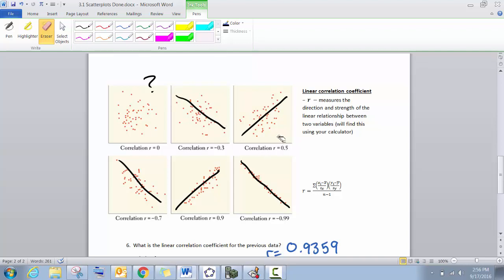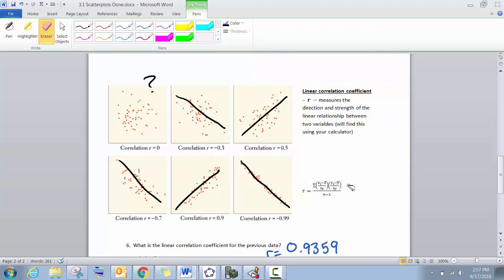Correlation of r equals 0.5. Points still kind of spread out, maybe a little bit closer than this one, but now it's positive, so it's a positive correlation coefficient. Here, points are a little bit closer together, still negative, so that's why it's negative 0.7. These points are even closer together, so 0.9, and it's positive because they're going up. And here, negative 0.99, and it's going down. They're very, very close to the line.